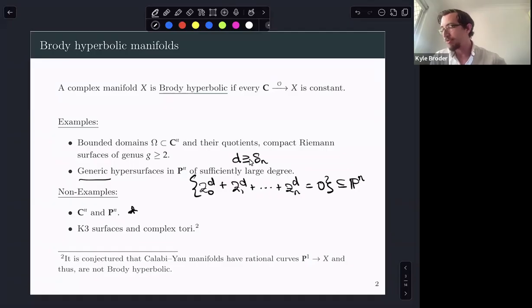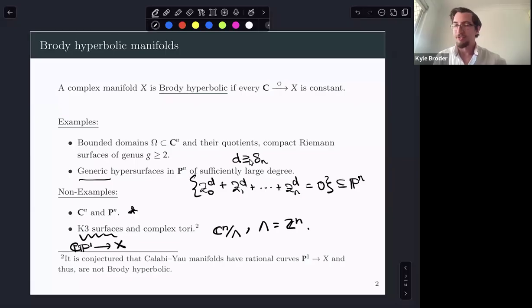Another class of examples come from what are called Calabi-Yau manifolds, so Ricci flat Kähler manifolds. For example, K3 surfaces and complex tori, where a complex torus is the quotient of C^n by some lattice, let's say Λ is Z^n. Conjecturally they all have rational curves, or I should say something more precise here. K3 surfaces have rational curves, so they have holomorphic mappings from CP^1 into them, and therefore they definitely have holomorphic maps from C into them.